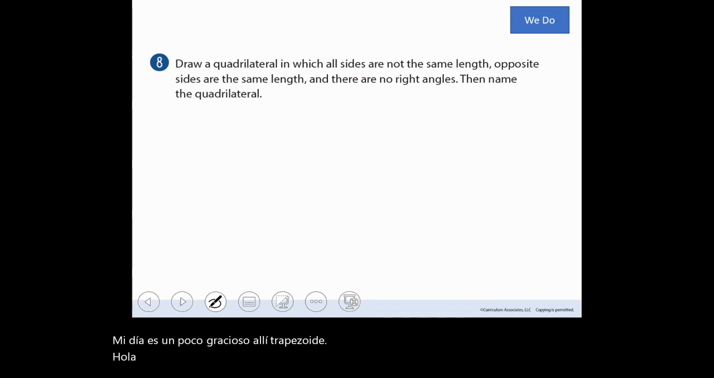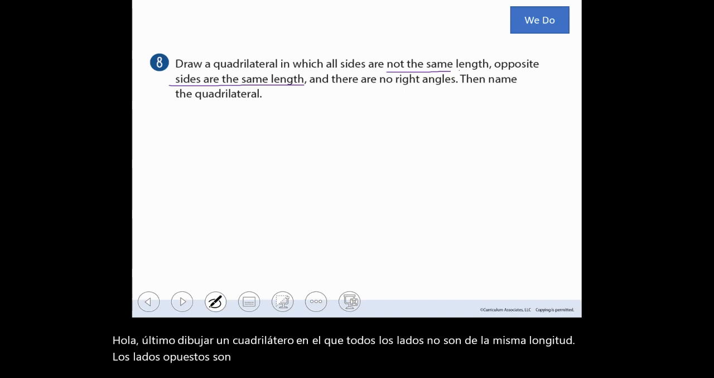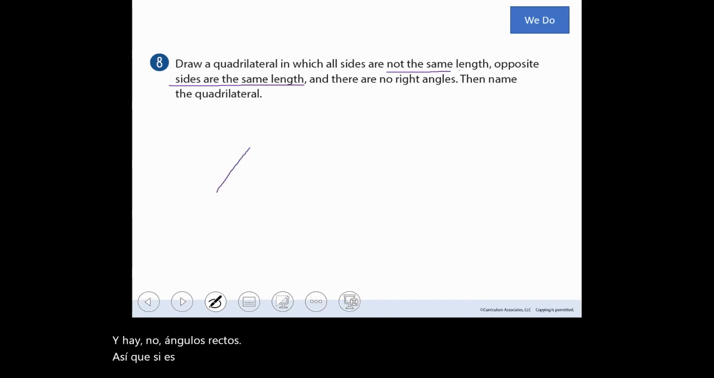Draw a quadrilateral in which all sides are not the same length. Opposite sides are the same length. And there are no right angles. So if my opposite sides are the same length.